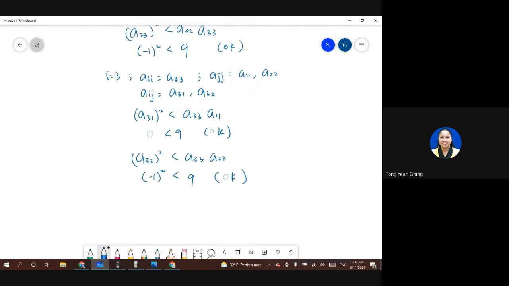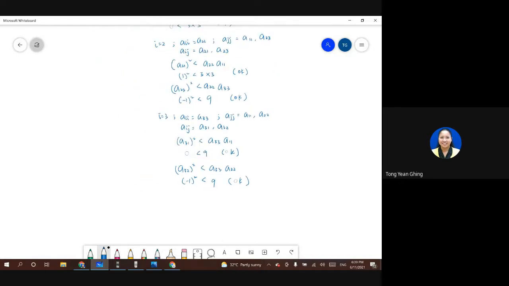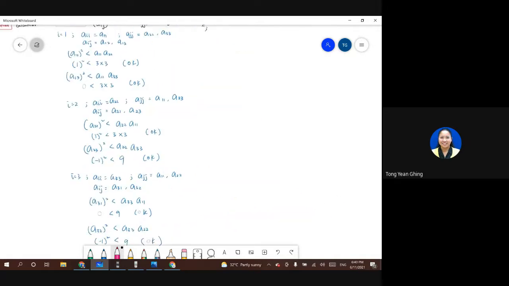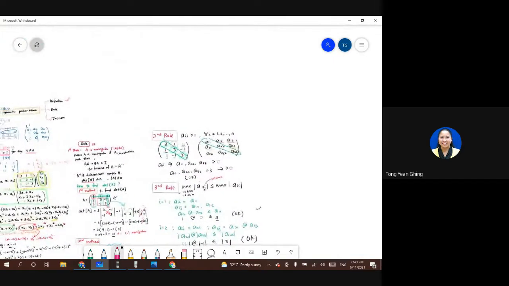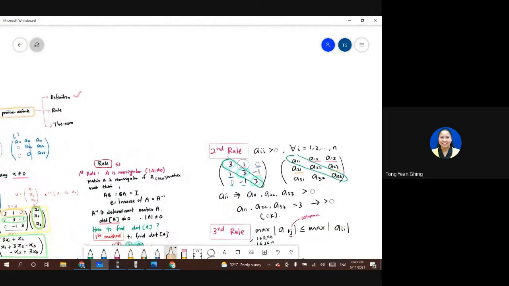So when all of these, rule 1, rule 2, rule 3, and rule 4, comply, that means matrix A is symmetric positive definite using the rules. So this is done using the rules. Now we go to the theorem.